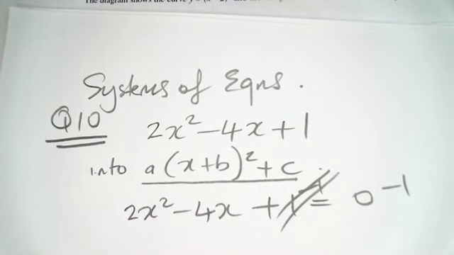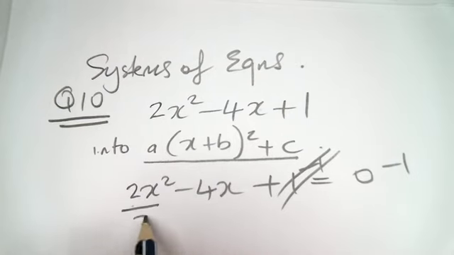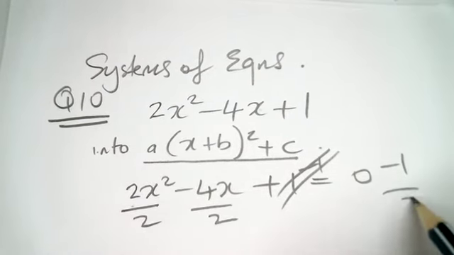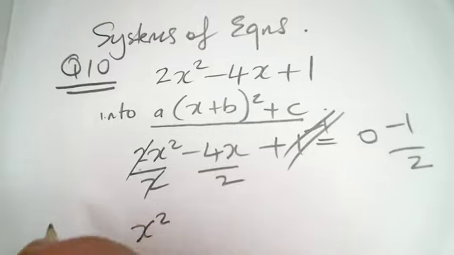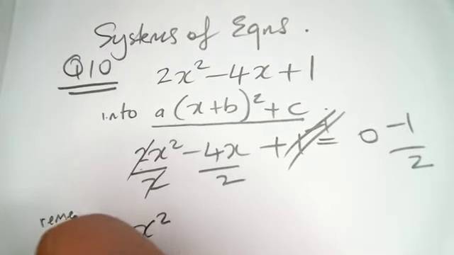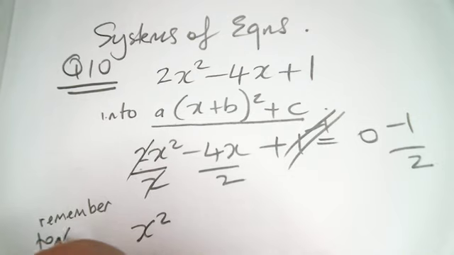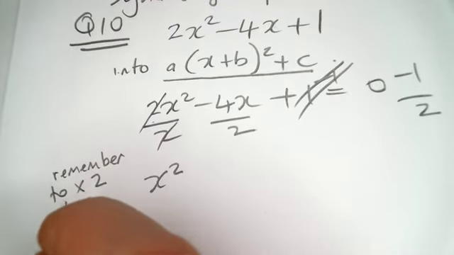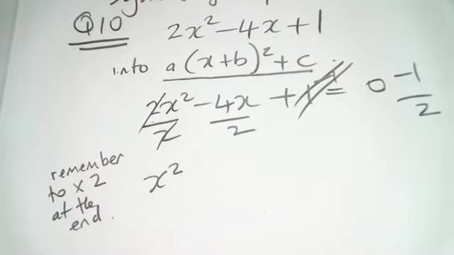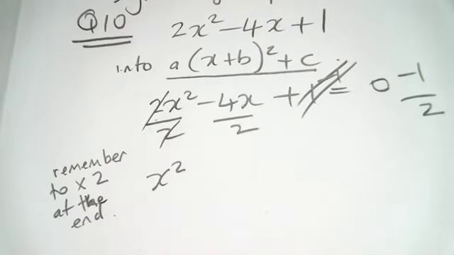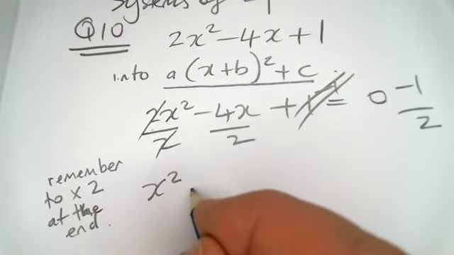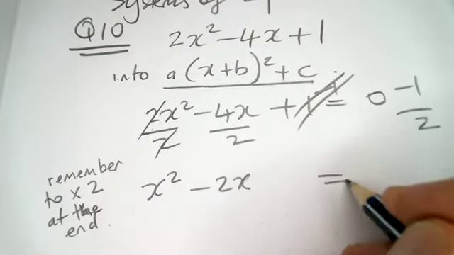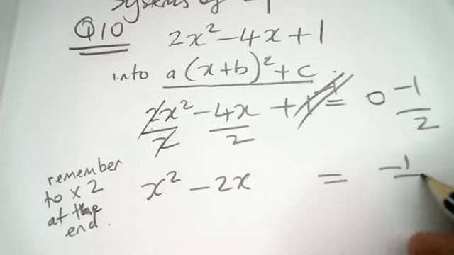All right, so first things first, I've got a coefficient which is 2. So I'm going to divide everything by 2. I'm going to divide this by 2, and of course this by 2. So 2 divided by 2 leaves me with an x². And we're going to have to remember, 2 times by 2 at the end. At the end I'll put. So that's at the end. So that's something which we need to bear in mind. All right, so 4 divided by 2 is going to be 2, so it's going to be −2x is equal to, and this is just going to be −1/2.